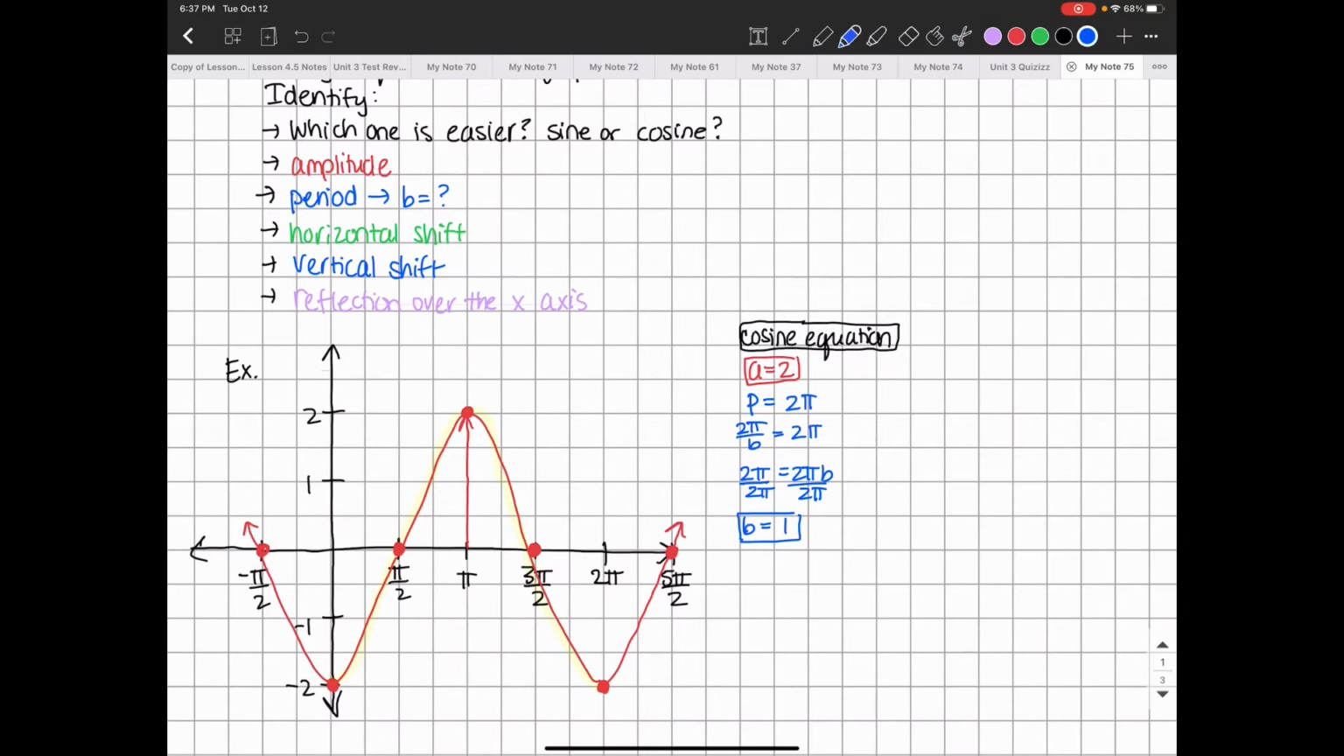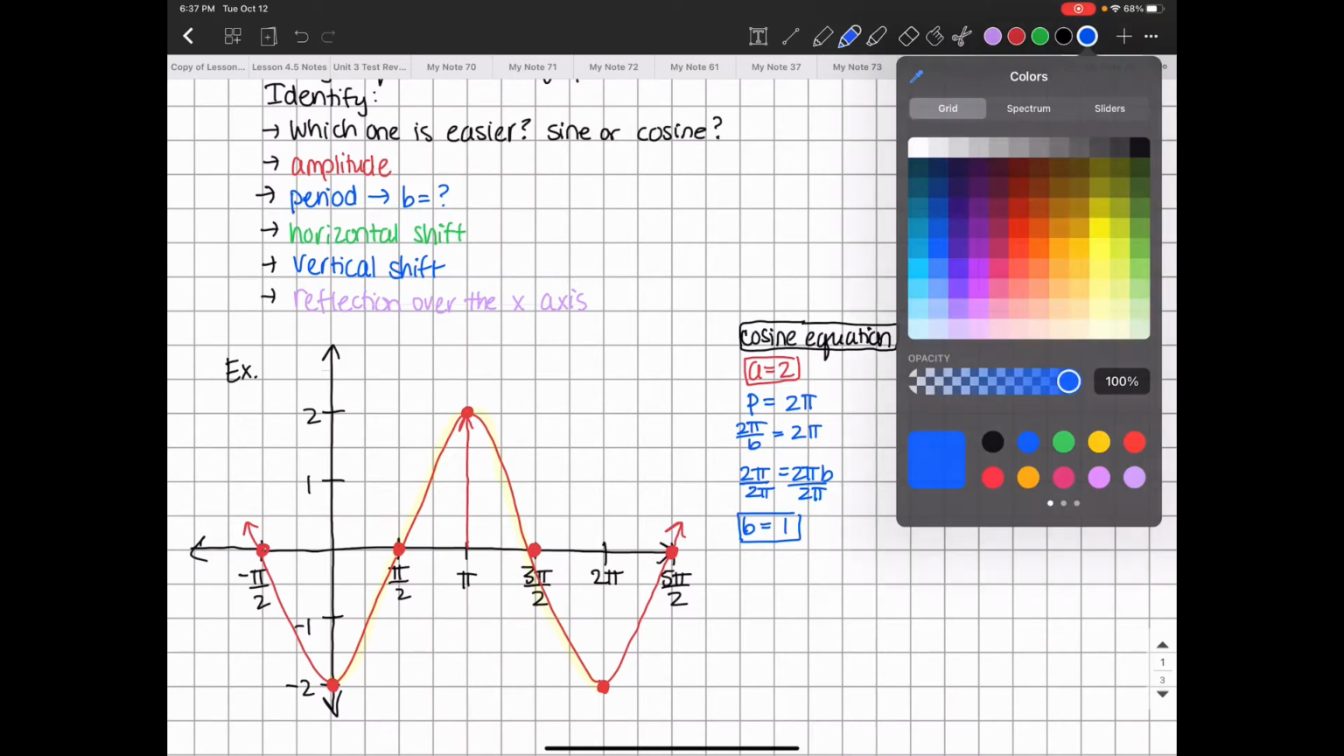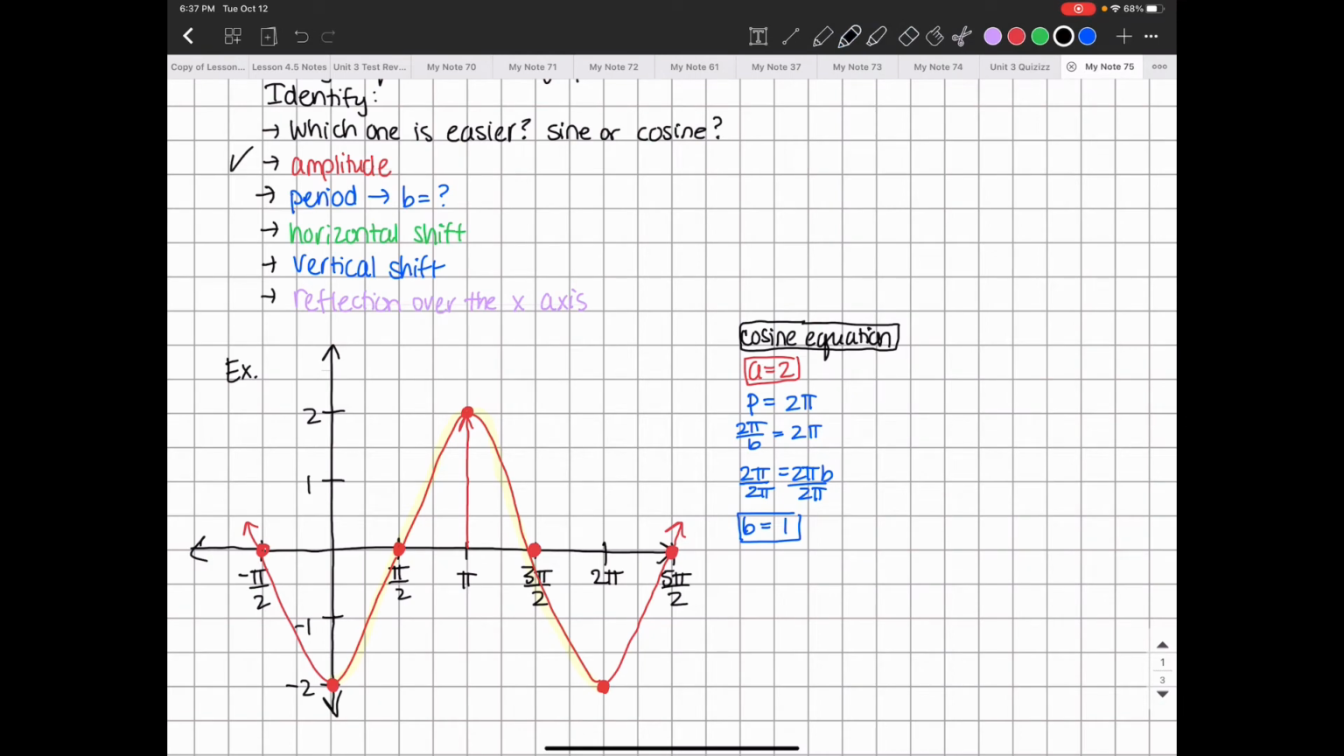The next thing I look for, so I took care of amplitude. Oopsies. I took care of amplitude. I decided if cosine or sine was easier. I found the b from the period, and then I'm looking for if there's a horizontal shift. The reason why I picked cosine was because I was starting at the y-axis. There was no horizontal shift before I got that C shape, so I don't have to do that. The vertical shift, there is no vertical shift from the parent function. The parent function is at the center is at y is equal to 0. The center here is at y is equal to 0, so I took care of that.